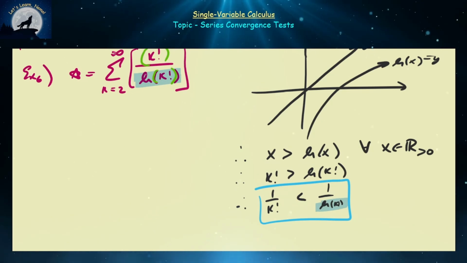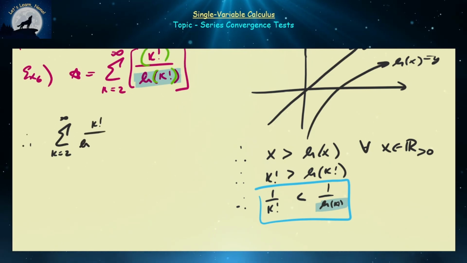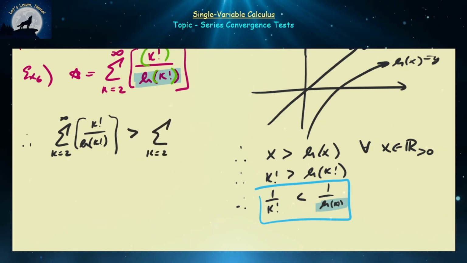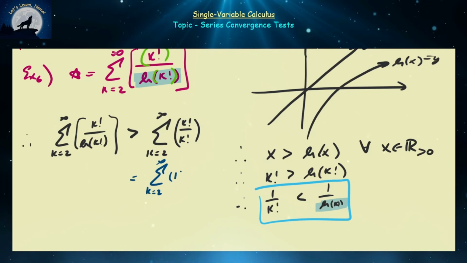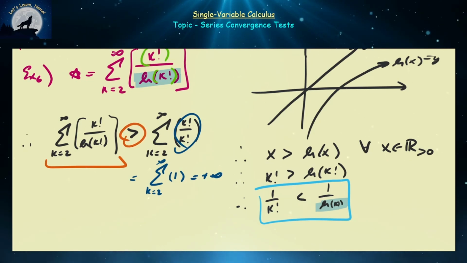So this means that the sum from k equals 2 to infinity of k factorial over the natural log of k factorial is actually going to be bigger than the sum from k equals 2 to infinity of k factorial all over k factorial, which we know is going to be equal to the sum from k equals 2 to infinity of 1, because they're the same, and we know that that's going to be equal to infinity. So we have something is bigger than infinity. Can it be a finite number?